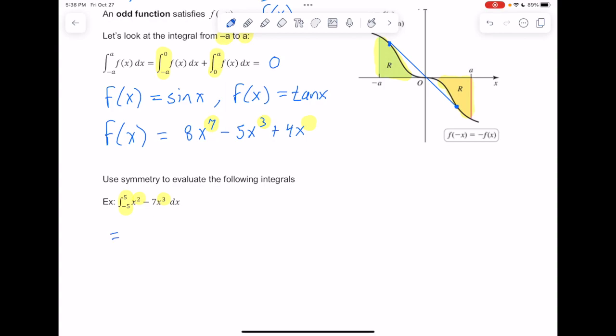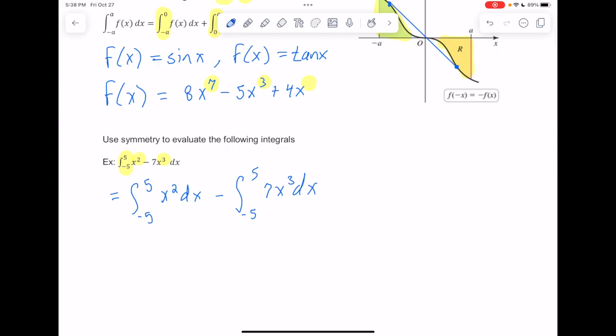So we could rewrite this as the integral from -5 to 5 of x^2 dx minus the integral from -5 to 5 of 7x^3 dx. So now what happens is we've got an odd case and an even case, and so we can use both of these properties on the same problem. So for the first one, that's where I've got the even. I've got that x^2 right there as my only exponent, an even term. So I can make this one 2 times the integral from 0 to 5 of x^2 dx.